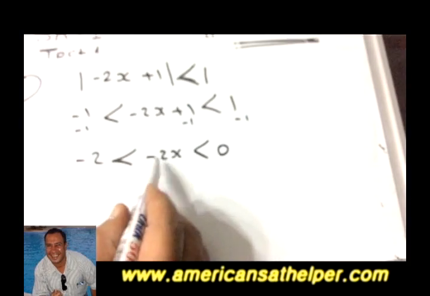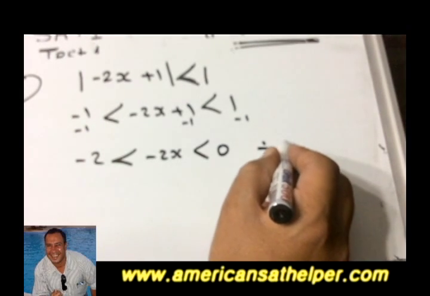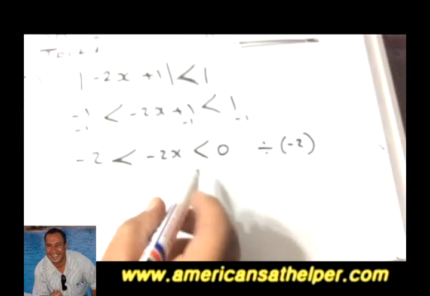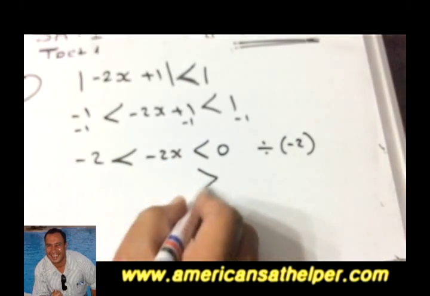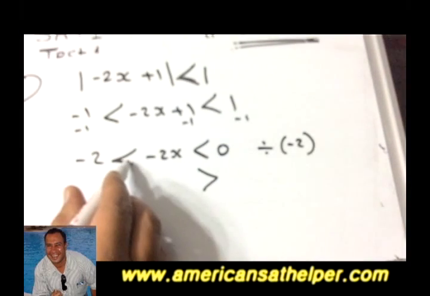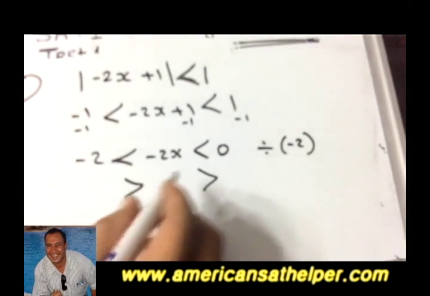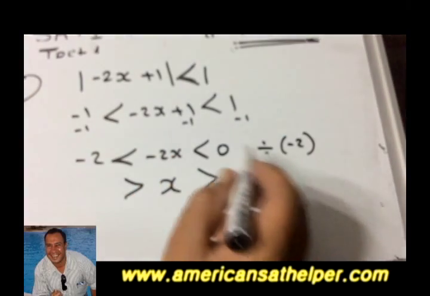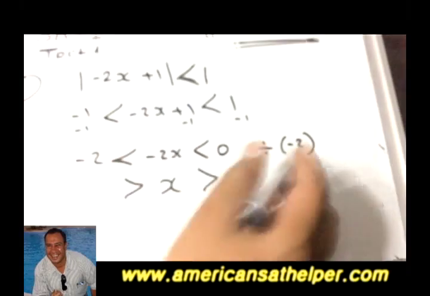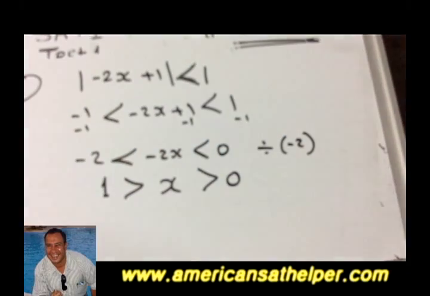Divide all terms by minus 2. Take care that you have to change the inequality sign. Instead of less than, it will be greater than, and the greater than will be less than. So x. 0 divided by anything is 0. Minus 2 divided by minus 2, you will get 1.